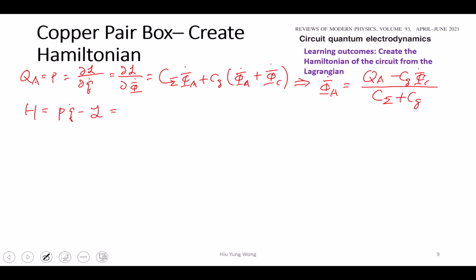Maybe I make it really clear. This is equal to Q_A phi_A dot minus the Lagrangian. Do you see that? This is Q_A, and this is phi_A dot, which is small q dot. And Q_A is the momentum. So this one, Q_A times the whole thing, becomes Q_A times Q_A minus C_G phi_C dot divided by C_sigma plus C_G, and then the whole thing minus the Lagrangian.